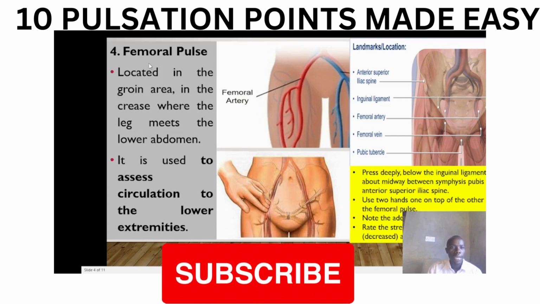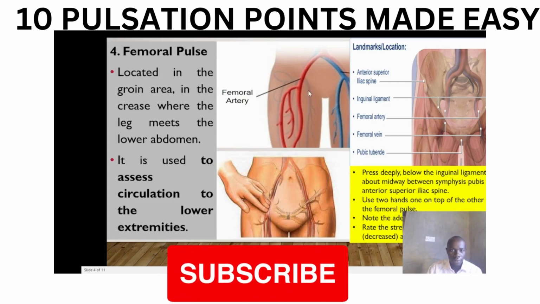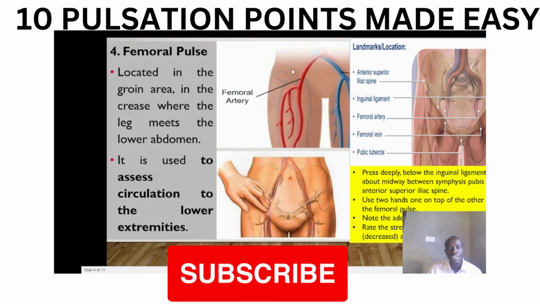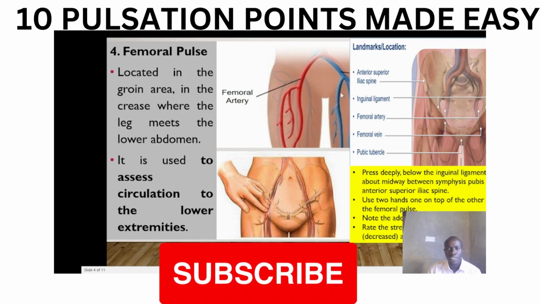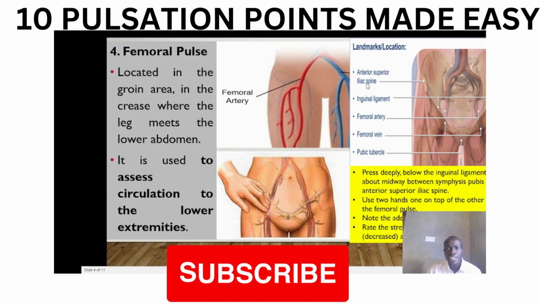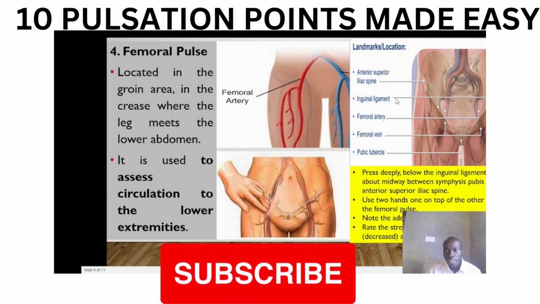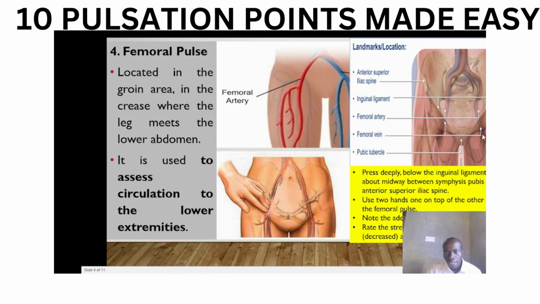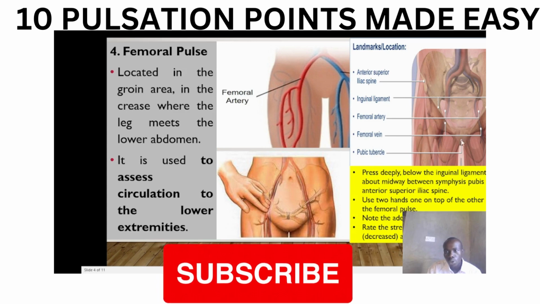Number 4 is the femoral pulse, and it's located in the groin area, in the crease where the leg meets the lower abdomen. It's used to assess circulation to the lower extremities, guys. Remember the landmarks? Here we have the anterior superior iliac spine, the inguinal ligament, then you have the femoral artery, femoral vein, and the pubic tubercle. Okay, guys, a link will be popping up on the anatomy songs. You can review all the 206 bones in a human skeleton.